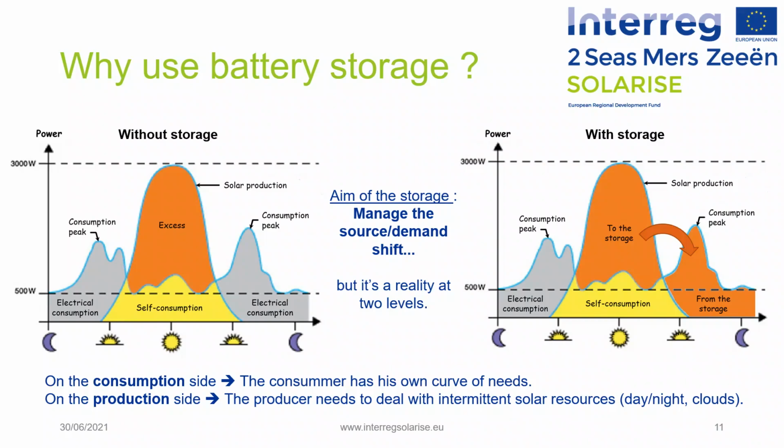A reality on the consumption side, where each consumer has its own curve of needs, and on the production side, where the producer needs to deal with the intermittence of the solar resource that can be predictable, like day and night cycles or season, or unpredictable, like clouds. There are several other functions and interests of using a battery storage system, but it's not discussed in this training since it's very dependent on the system and its application.